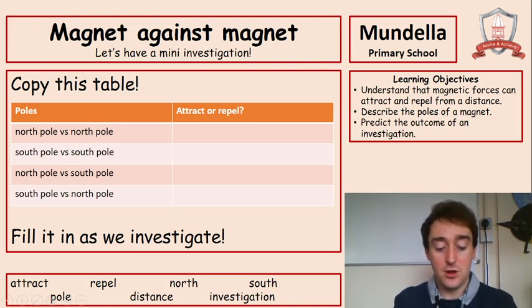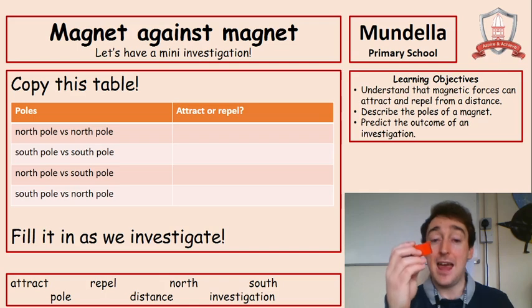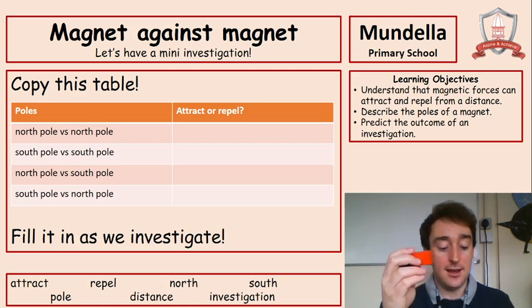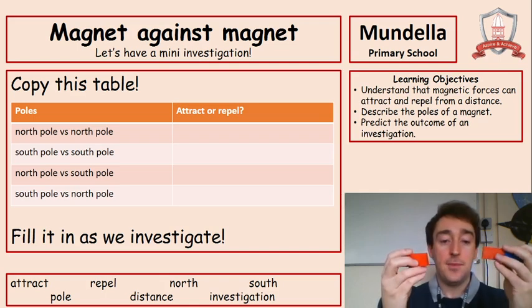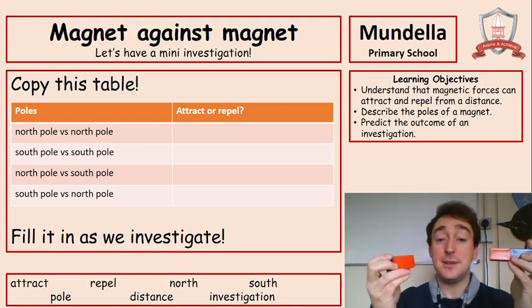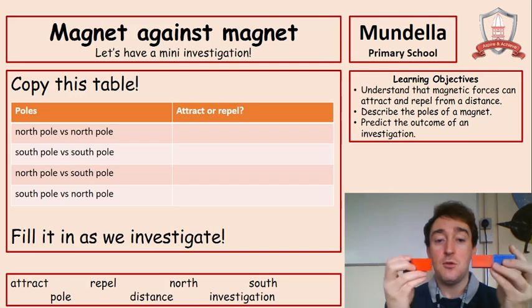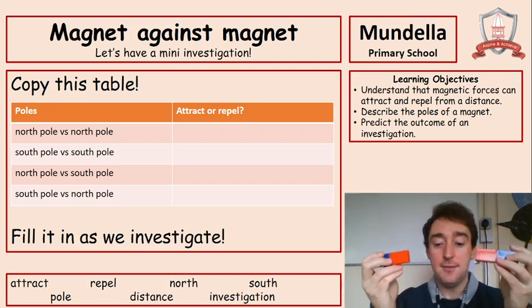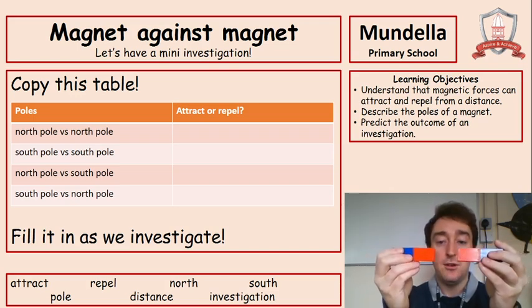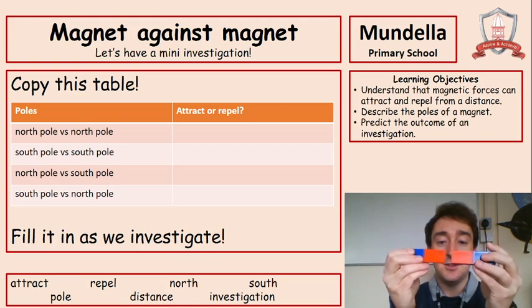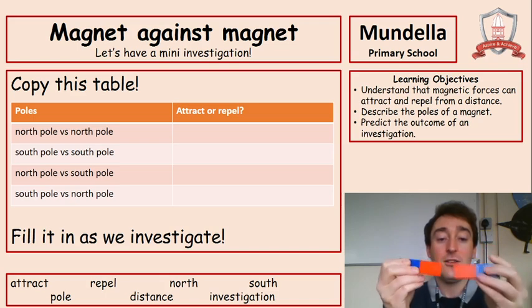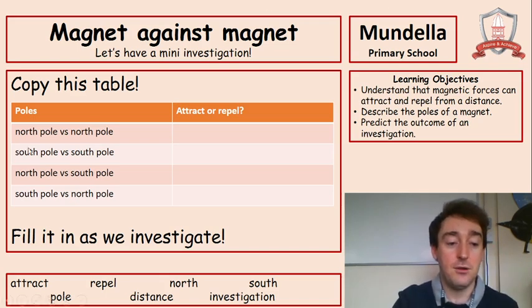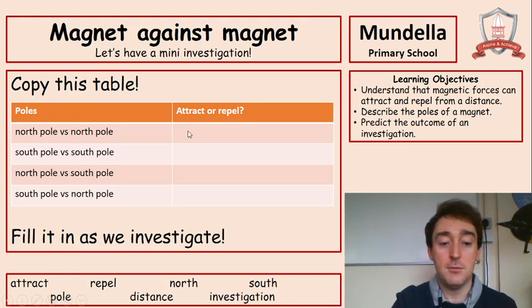We've got the North Pole, which it tells me there's an N on the red side here, and the North Pole here. So we're going to see if they attract, which means that they go together, or they repel, which means that they push apart. Okay? Let's have a look. North and North. Oh, I'm trying to push them together, but there's a force stopping me. So the first one we're going to write North Pole versus North Pole, and we're going to put repel, okay?